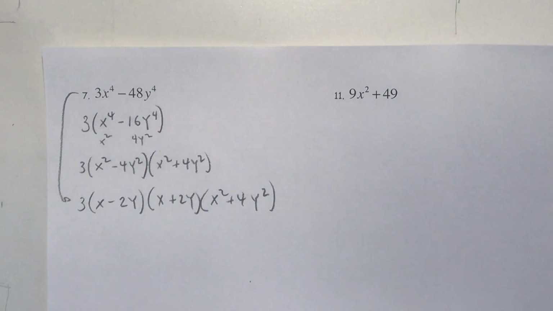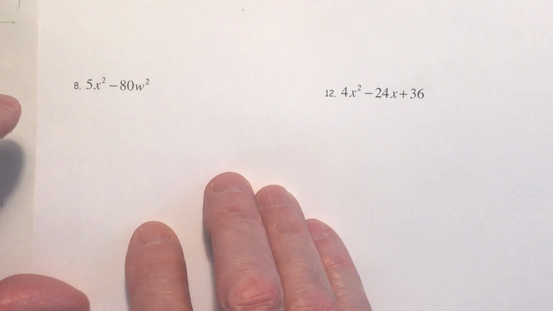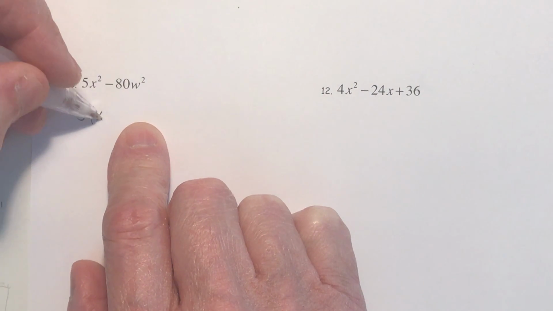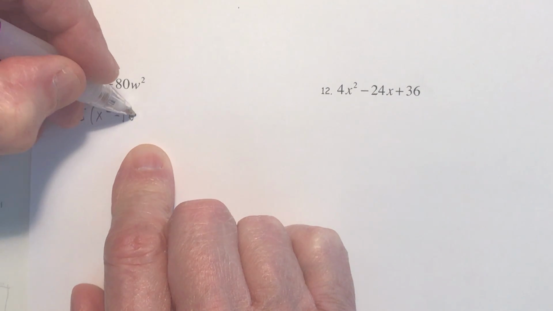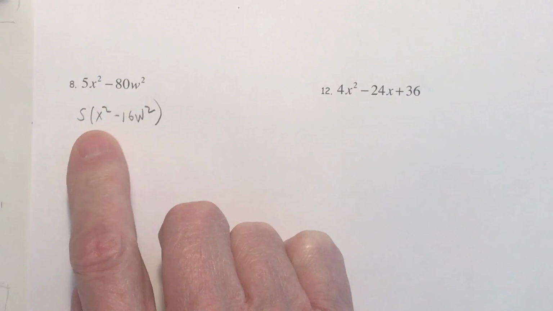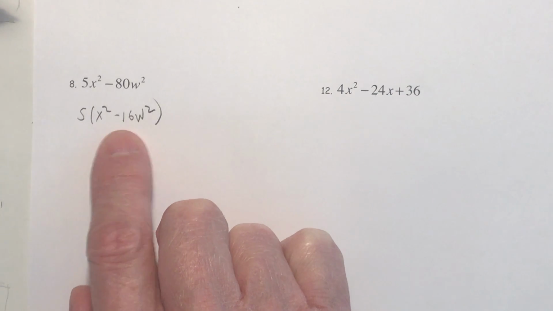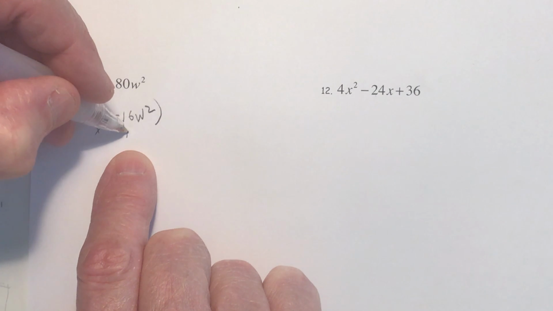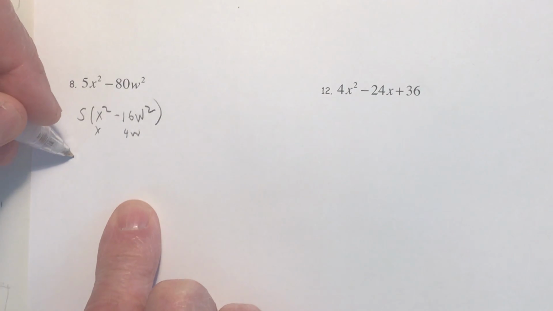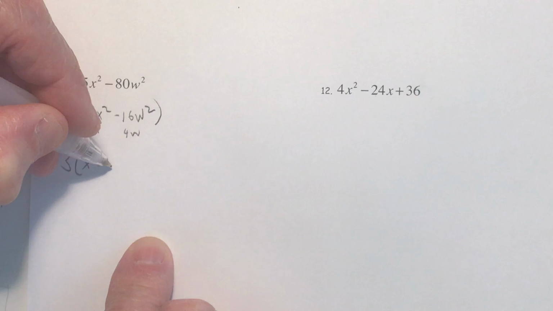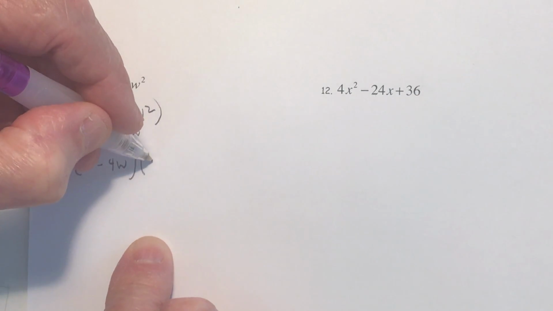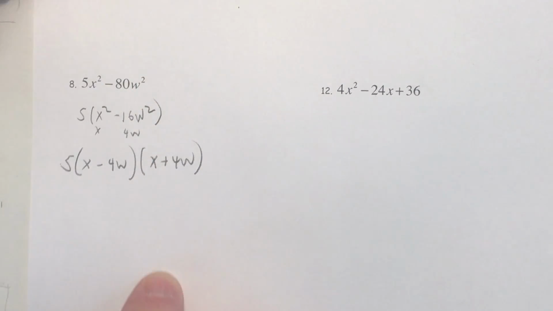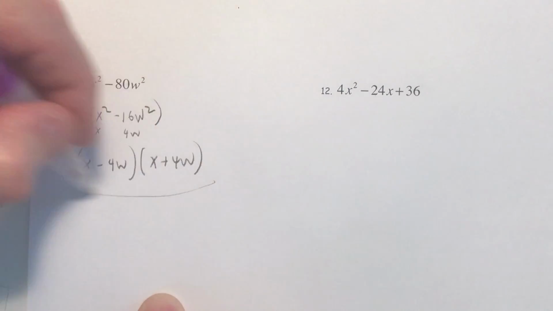Okay. And for number 8, I see a GCF of 5. 5 times x squared minus 16 w squared. It's 2 terms. It's a square minus a square, so we can say that's the square of x. That's the square of 4w. I write 5 times x minus 4w times x plus 4w. That's the end of that.